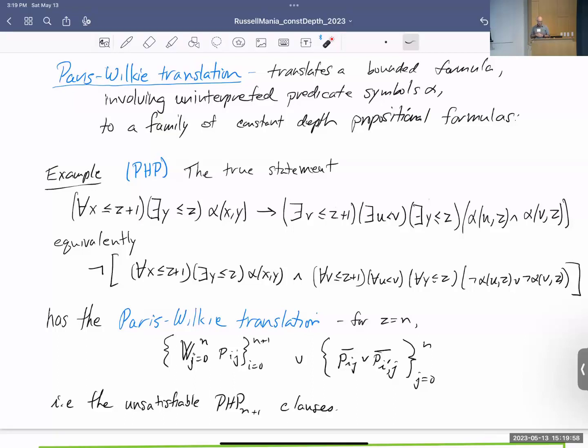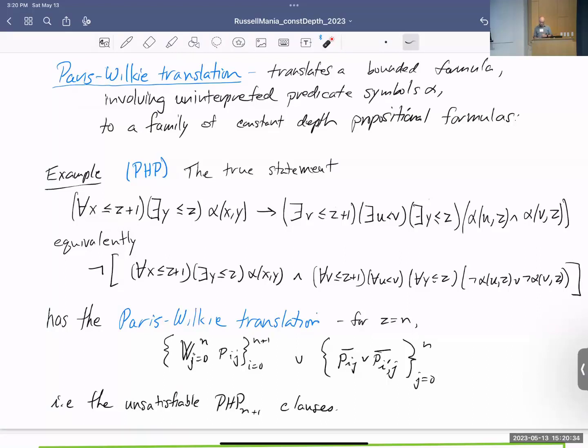The pigeonhole principle in first order logic is the true statement that if for every x less than or equal to z plus 1, there's a y less than or equal to z, such that alpha x y holds, then there's a v less than z plus 1, another u less than z plus 1, and a y less than or equal to z, such that alpha u y and alpha v y both hold, right? So the hypothesis is that the function is a one-to-one function from z plus 1 to z, maybe it's z plus 2 to z plus 1, and the conclusion is that there's a collision, right?